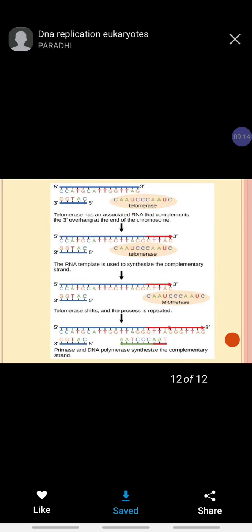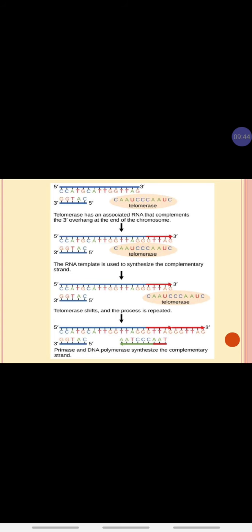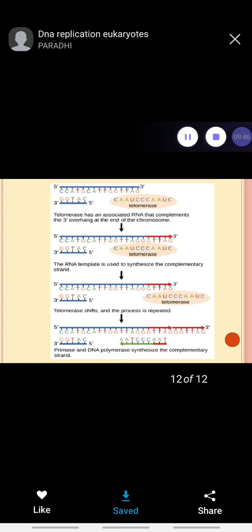You can see in the diagrammatic representation there is a telomerase enzyme which synthesizes the parental strand continuously from the 5' to 3' end, associated with the RNA that complements the 3' overhangs at the chromosome. So there is an addition of various RNA at the 3' end. Then termination occurs and the process of DNA replication is stopped. Okay, thank you very much.